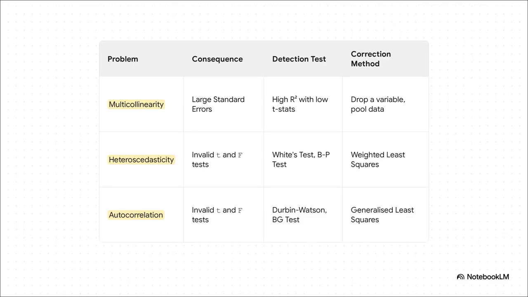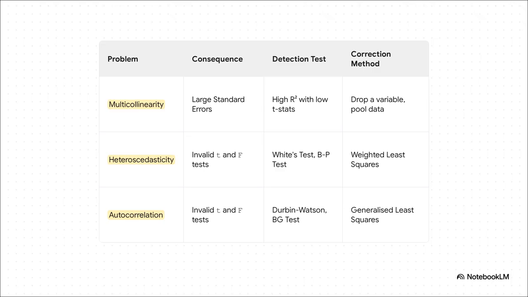This table really lays it all out. There's a systematic process here. For each problem, you follow a three-step path. You figure out the consequence, you use a specific test to detect it, and then you apply a known method to fix it. So for multicollinearity, the consequence is that our estimates get really unreliable. We spot it by looking for weird signs, like a high R-squared but low t-stats. The fix? Maybe drop a variable.